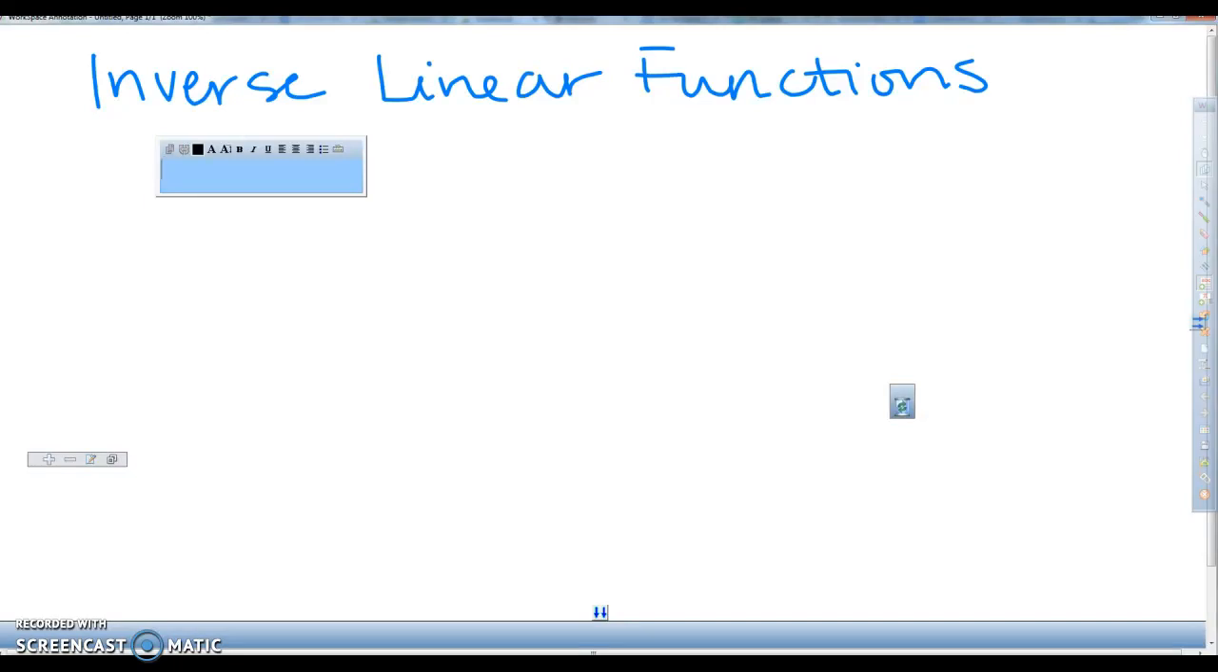Okay, let's talk about inverse linear functions. The first thing we need to know is what is an inverse relation. An inverse relation is the set of ordered pairs obtained by exchanging the x coordinates with the y coordinates for each ordered pair.